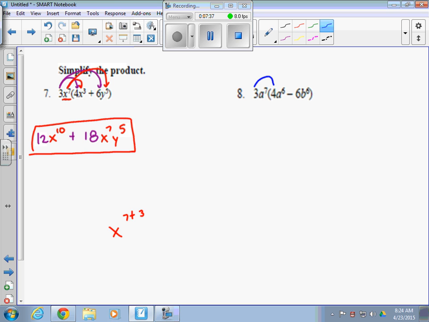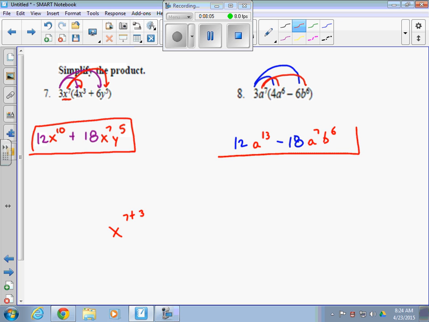Do the same thing with number 8. Distribute: 3 times 4 is 12. 3 times negative 6 is negative 18. Do the same thing with the variables. a to the 6th times a to the 7th is 7 plus 6, which is a to the 13th. And a to the 7th times b to the 6th. Again, different variables, so you have a to the 7th, b to the 6th. Very similar problems here.